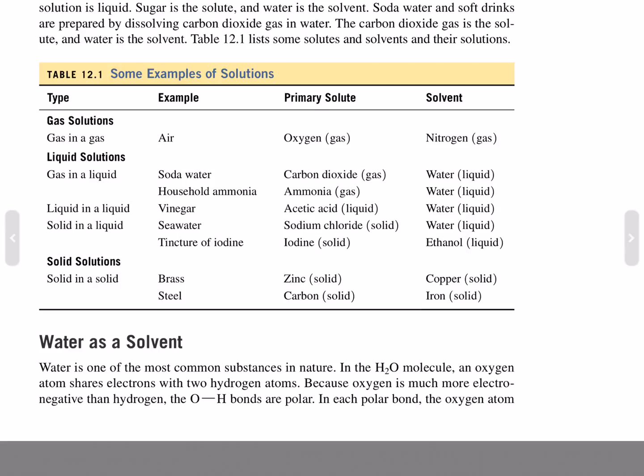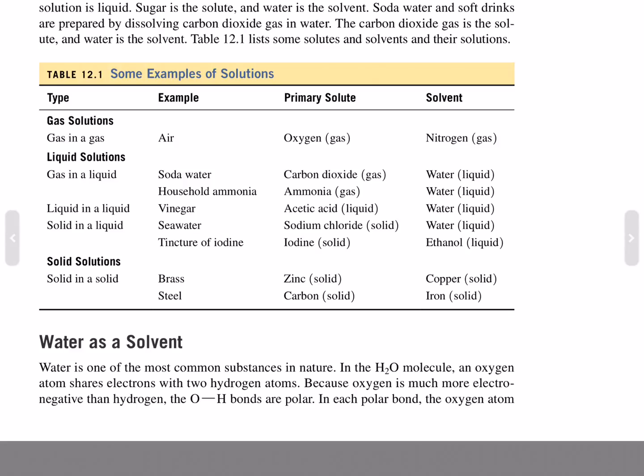Solid in a liquid. Seawater, sodium chloride is the solute. Water is the liquid. Solid in a solid. Brass, zinc is the solute, and copper is the solvent. Steel, carbon is the solute, iron is the solvent.